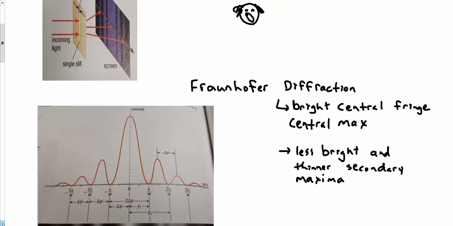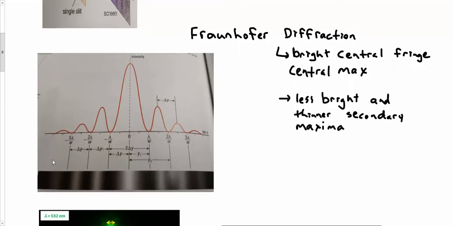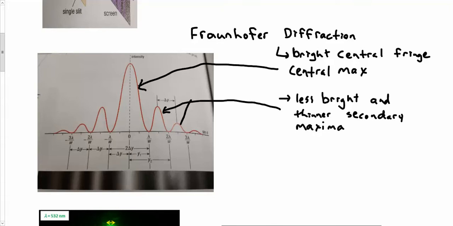This is a very important diagram from our textbook. What I'm getting here is a bright central fringe, which we call the central max, this thing right here. And I get less bright, thinner secondary maximums here and here and here. I want you to note that the central max, not only is it super bright, it's twice as big as the others. Very important diagram right here.